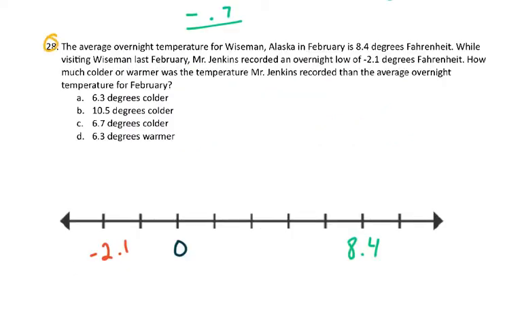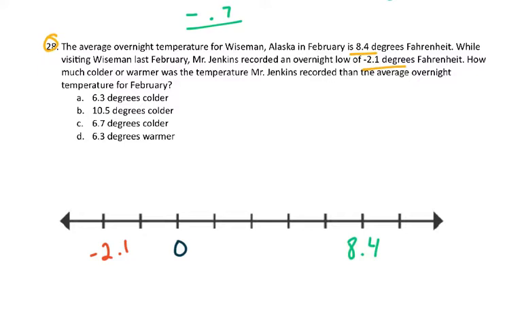28 is a word problem, so it might look a little hard, but it's exactly like the integer problems we've seen before. It says there's an average overnight temperature in Alaska. It's 8.4 degrees, so I plotted that here on the number line. It's not to scale, but let's just say it's on the positive side, so we know it's over there. We know that when Mr. Jenkins went, his overnight low that he recorded was negative 2.1 degrees, so I recorded that over here. And it says how much colder or warmer was the temperature that he recorded. So we can answer that right away.